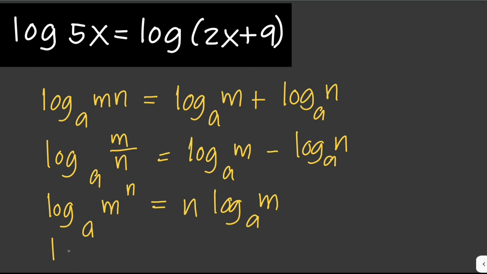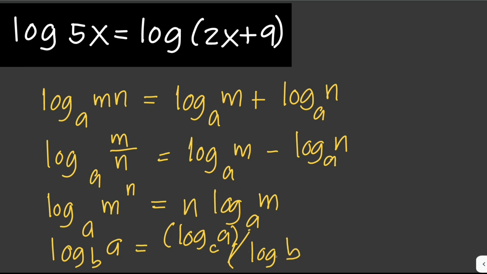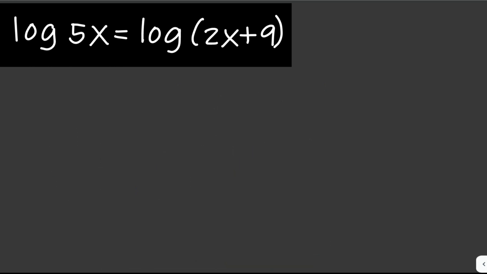And then we have the change of base property. The logarithm of a to the base b is equivalent to the logarithm of a to the base c over the logarithm of b to the base c. Those are the important properties of logarithm that you need to take note of. Okay, let's try solving some problems here.